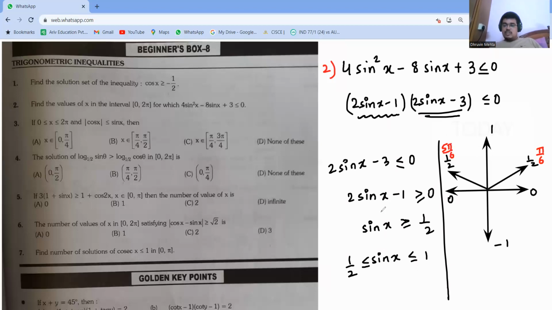Now we have to choose the region. See, we want values more than half. So you have to tell me, will it be this region or the second region? The second one. Correct. So our region is actually going to be this region, pi by 6 to 5 pi by 6. That's the answer. Are you following this, Muskan? Trisha?